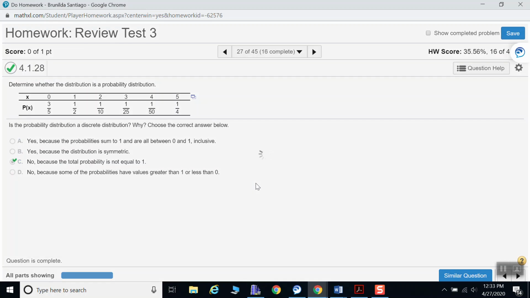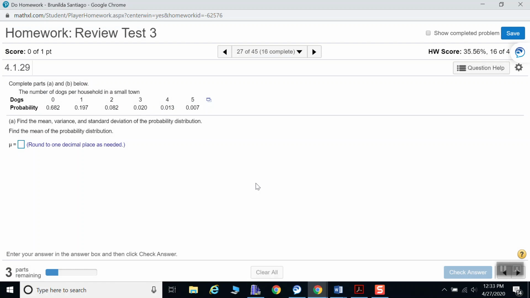So next, complete parts A and B. Find the mean, variance, and standard deviation of the probability distribution.